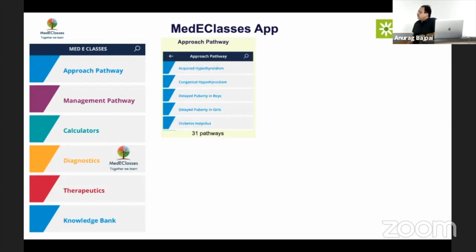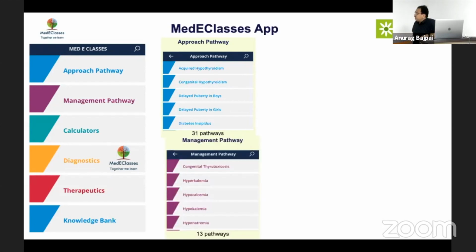We have got 31 approach pathways, which basically cover every condition that you will encounter as a pediatric endocrinologist. We have got around 13 management pathways which cover the various possibilities. When you talk about these pathways, they actually look simple when you solve them, but they are very complicated algorithms. There are various weightages given to different situations, so that we select the lowest resources required to reach a diagnosis.